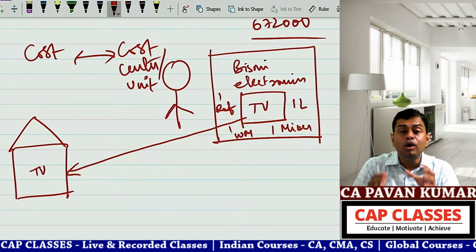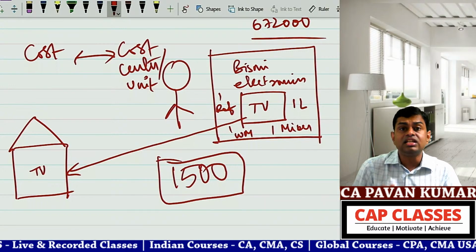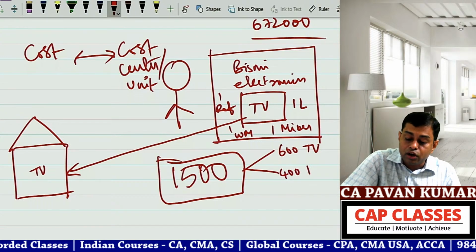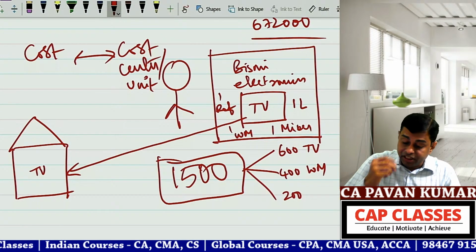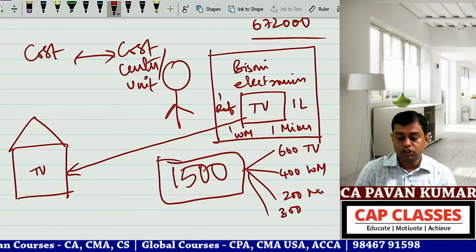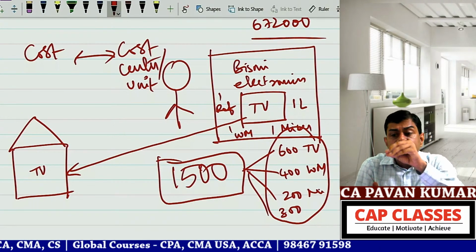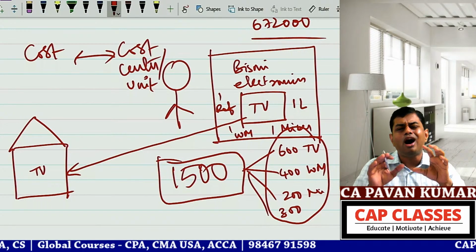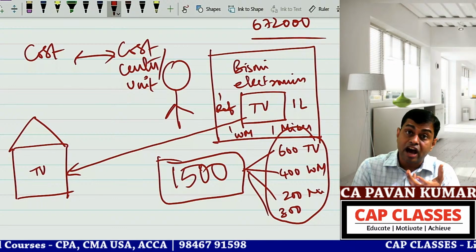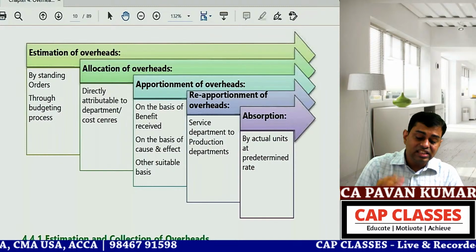This is where you need to allocate expenses. Out of this 1500 rupees of transportation cost, I am giving 600 rupees to TV, 400 rupees to washing machine, 200 rupees to mixer grinder, 300 rupees to refrigerator. So you have divided the cost, allocated the cost, distributed the cost to cost centers, cost units on some reasonable basis. Pavan sir, how you apportioned this? There could be some basis. The basis can be value of the asset. The basis can be anything else also. Okay, so this is about allocation and apportionment.